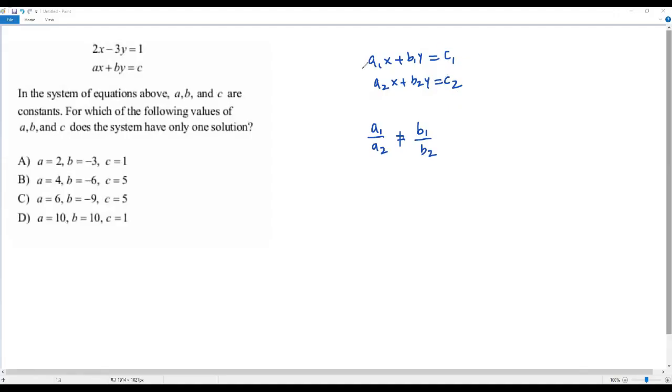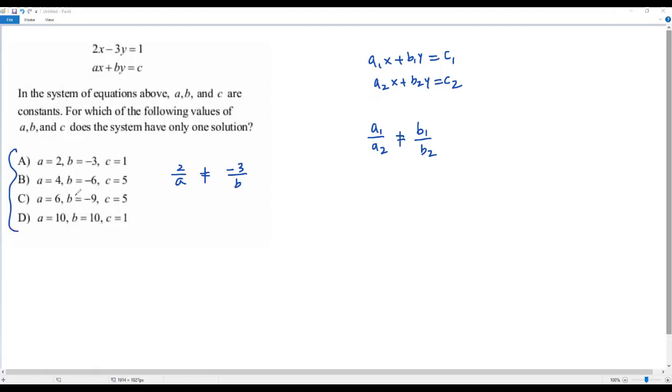Now let's apply the same stuff in the given system of two linear equations. We have to get the ratio of the coefficients of x and the ratio of the coefficients of y, because in the given system both linear equations are in standard form. The ratio of the coefficients of x is 2 over a, and the ratio of the coefficients of y is negative 3 over b. Since the given system has only one solution, the ratio of the coefficients of x and the ratio of the coefficients of y must not be equal. Now we have to verify the given answer choices one by one.